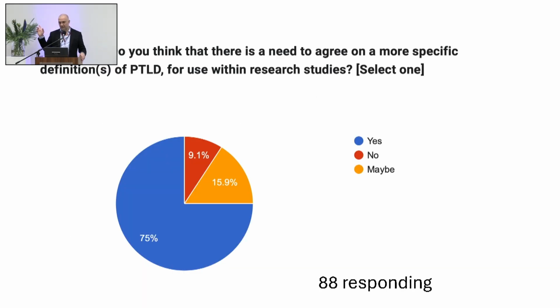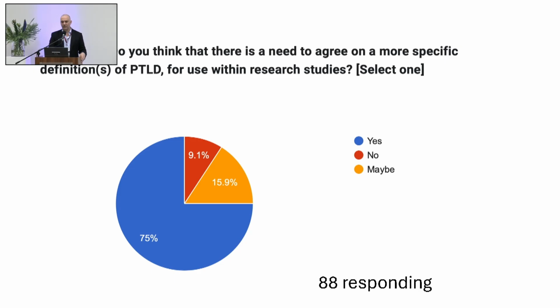So this was 88 people responding on the first day. The question was, do you think that there is a need to agree on a more specific definition of PTLD for use within research studies? Again, I contextualized this at the time by saying this is not meant to be prescriptive in any way. It's not meant to say this has to be PTLD and things that aren't this are not PTLD. It's just, could we agree on what we could call PTLD that's reasonable, that we would include in appendices or in secondary analyses of our studies so that we can harmonize a little bit.